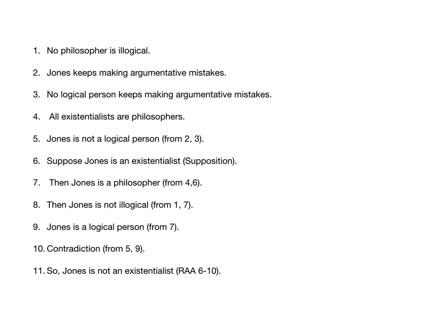Well, no philosopher is illogical. So, if Jones is a philosopher, then Jones is not illogical, from 1 and 7. You know, Jones is a logical person. We'll talk about this rule. It's called double negation. If we say he's not illogical, it's a way of saying he's logical. But we want to be very, very careful. Very small steps. Be explicit about what we're doing in each. So if he's not illogical, then he's logical. So from 7.